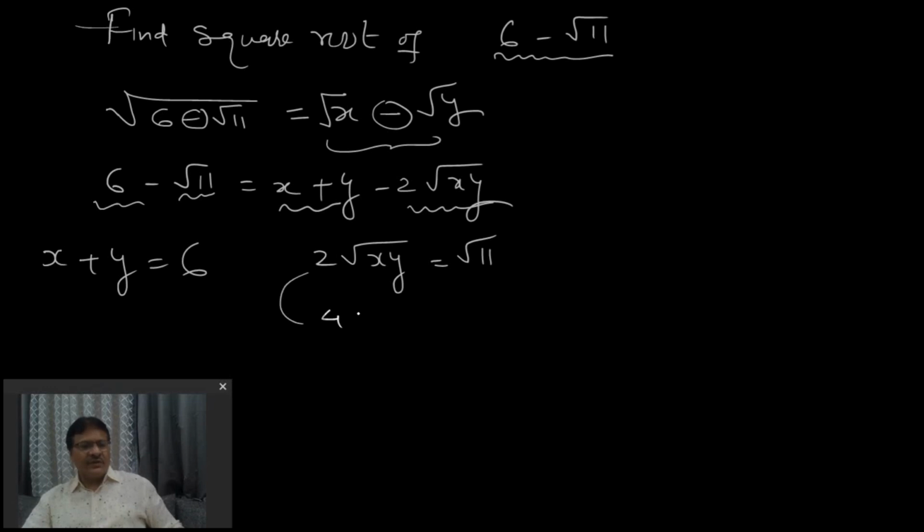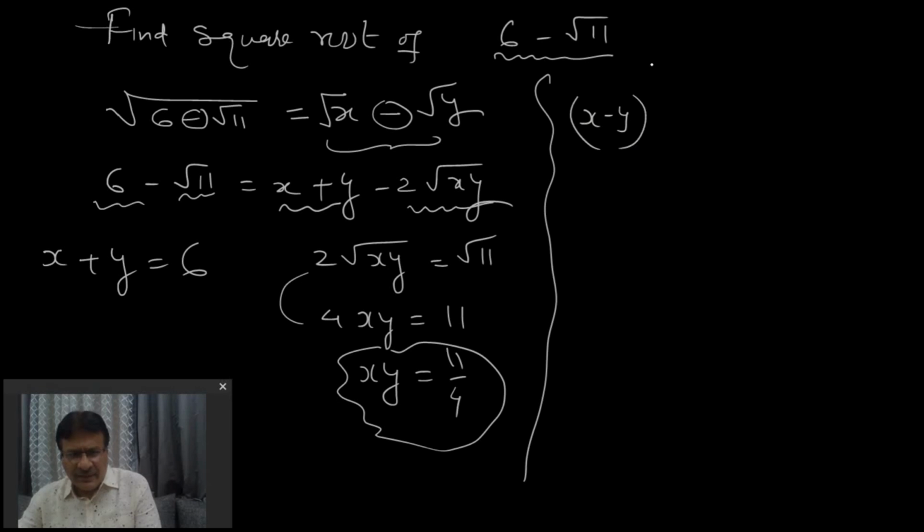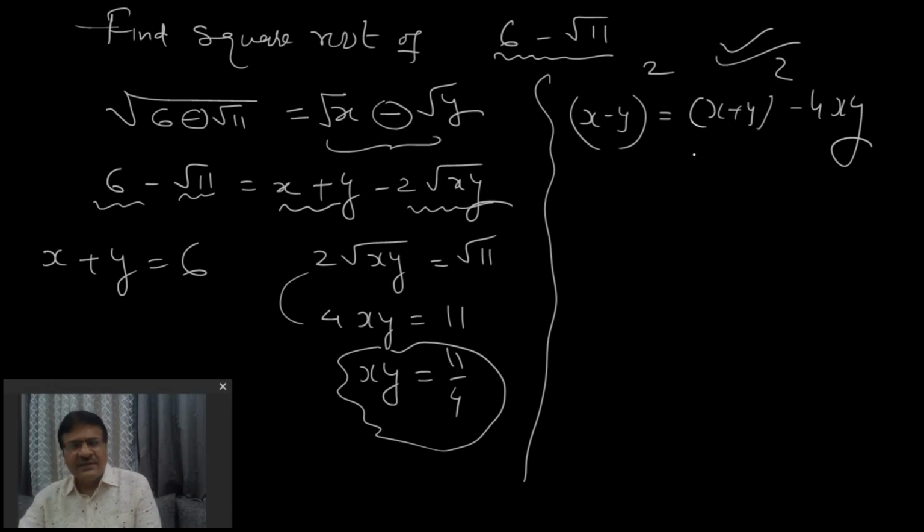Now, if I compare this way, squaring gives me 4xy equals 11. So, can I say xy equals 11 by 4? There should not be any problem in writing this. Now, what to do? How to solve? How to get x and y? Look here. There is a formula which is very important and usually applied: (x minus y) whole square equals (x plus y) whole square minus 4xy. You can check the validity of this formula. This is correct. If you simplify it, you will get this thing only.